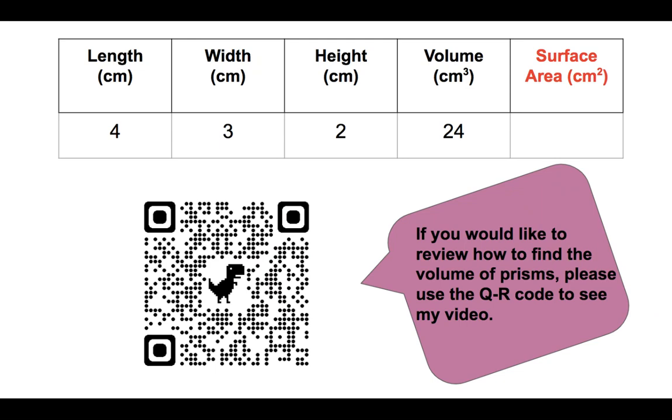If you would like to review how to find the volume of prisms, please use my QR code to the left. In order to keep this very organized, I decided to make a table. In my table, I need to know the length, the width, and the height of my boxes, and they're all in centimeters. I know the volume needs to be 24 cubic centimeters because I have 24 blocks, and each block is 1 cubic centimeter. After I come up with the ideas of the different boxes, then I'll calculate the surface area and see if they all do use the same amount of material.